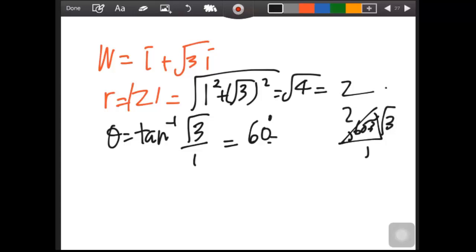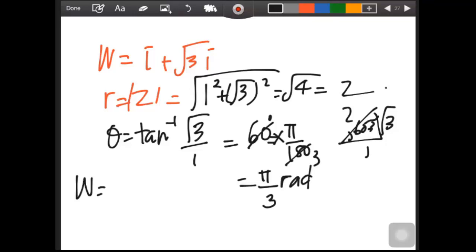Ataupun dia adalah dalam bentuk ni pi over 3. Right. Okay, so now W adalah apa? So W dia adalah 2 exponential I pi over 3. Okay, so now kita bolehlah buat Z per W, Z over W, sebenarnya.